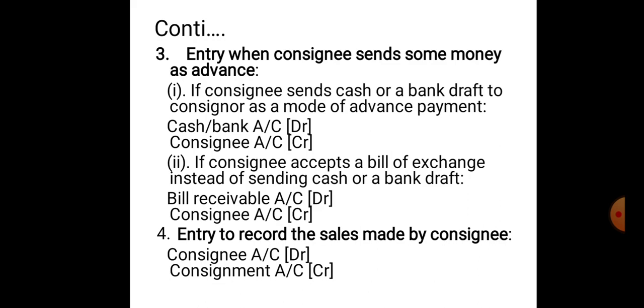Now coming to the fourth entry, to record the sales made by the consignee. If the consignee has made the sales, then the entry would be consignee account debit to consignment account. When the goods have been sold by the consignee, the entry will be consignee's account debit to consignment account. The narration would be being goods sale proceeds as per account sales received. So this would be the entry.